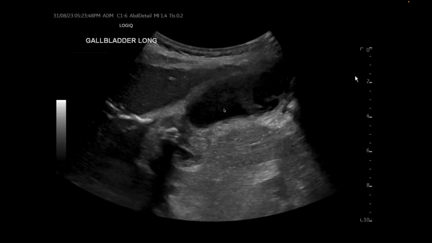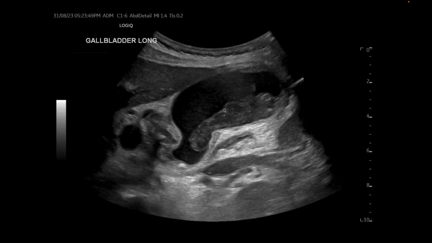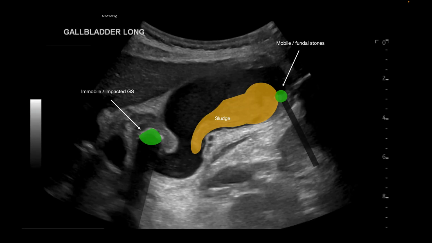Show you another few examples. We've seen this one already, and just to illustrate that, there's a gallbladder that is full of sludge and a small stone up in the fundus, but that critical one that you don't want to miss is that stone down in the neck of the gallbladder.